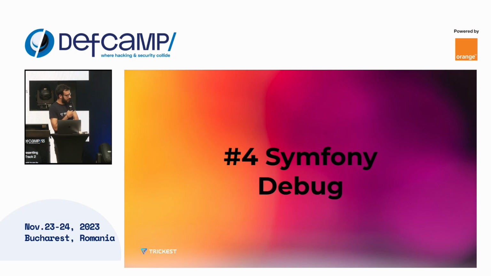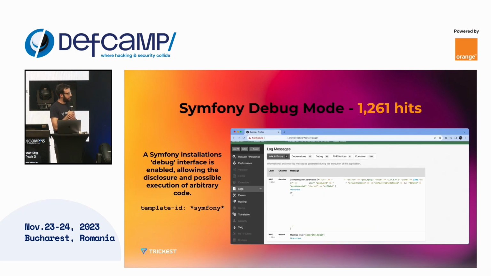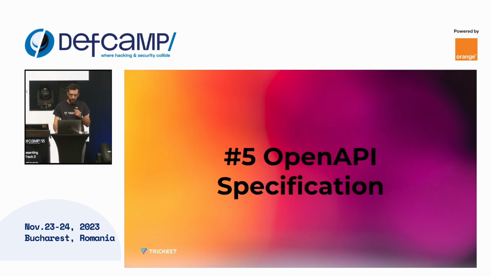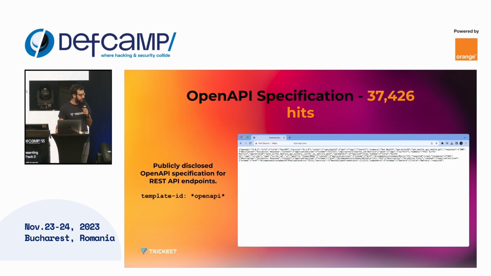So there was a Symfony debug, which leaked, in this case, database credentials, but there was a lot more: events, routing, and it was like an admin dashboard for the whole Symfony framework. OpenAPI specifications: we sent the request to openapi.json, and we got the JSON. It's kind of like Swagger API or endpoints from Django. So it leaks all of the data around the specific APIs. As you can see, a lot of hits, 37,000.